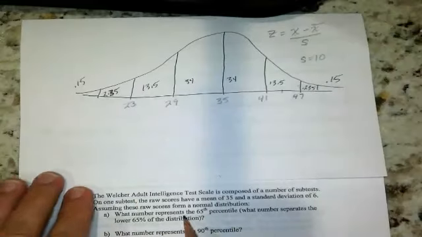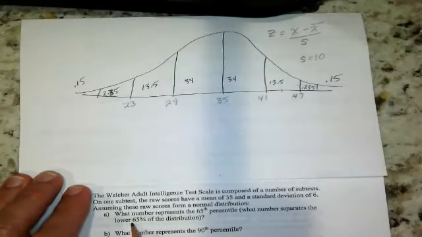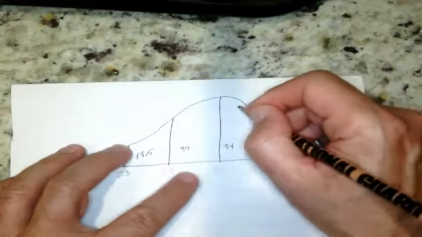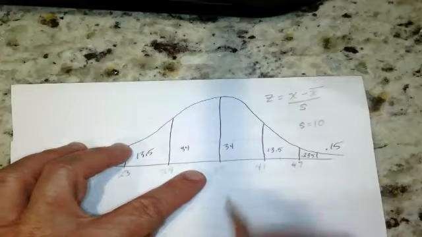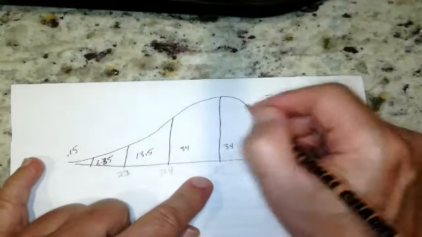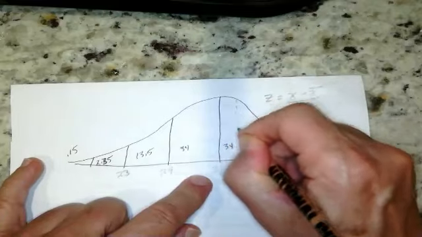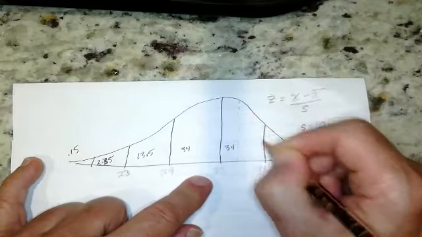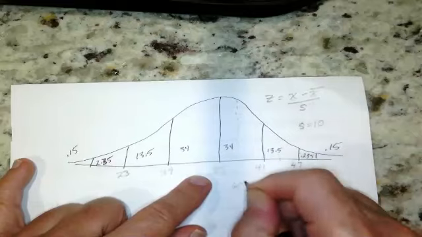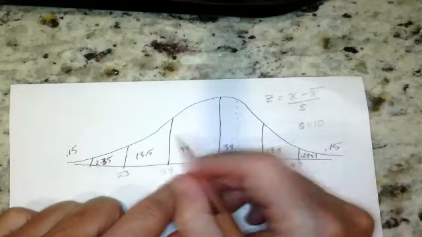Now, what number represents the 65th percentile, or what number separates the lowest 65% of the distribution? So to determine that, we look at our picture and say, okay, this is the 50th percentile right here. So I go, just as a mark, 10 points above. Okay, so now this is the 60th percentile, or 60% of the graph falls to the left.